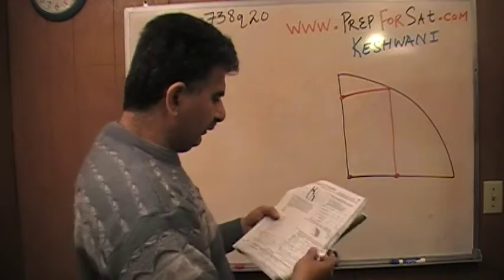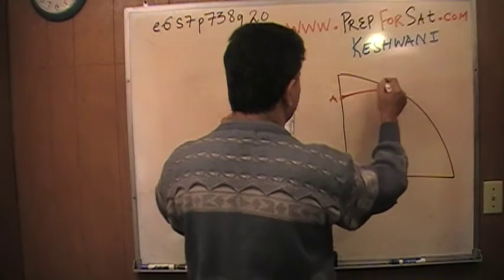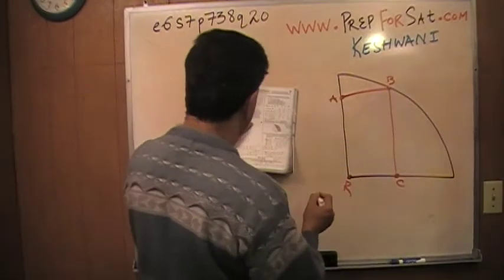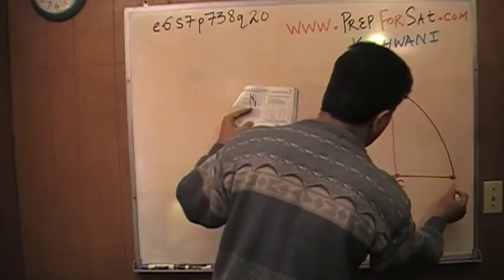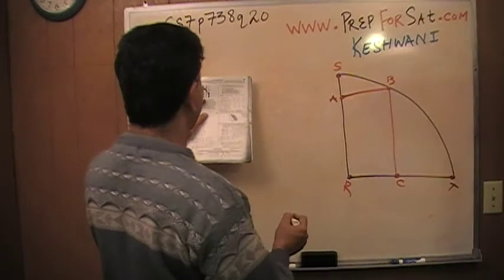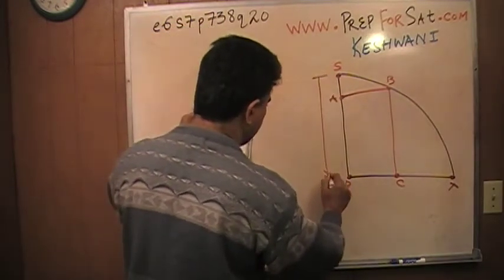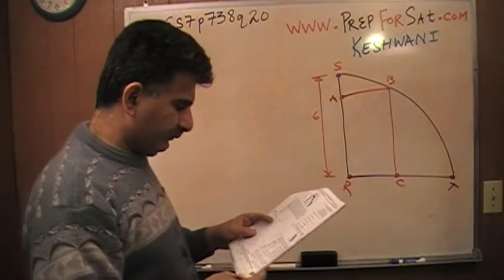You should have the book in front of you. This is A, B, C. This is the center, R, S, and T. What else do we know? We know that the radius of this circle is 6. What else do I know?